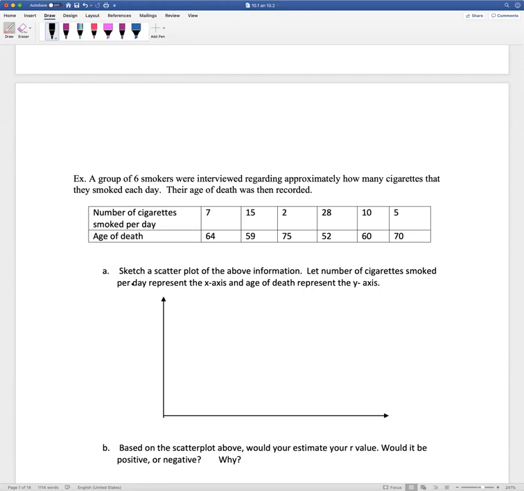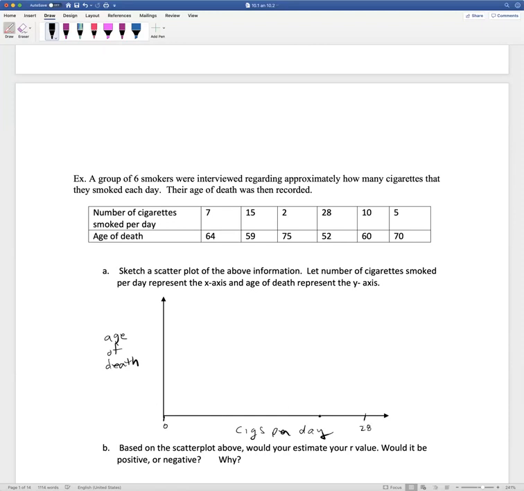Let's let the number of cigarettes smoked per day represent the x-axis. So this is cigarettes smoked per day. And then we're going to let the age of death represent the y-axis. So we're going to put over here age of death. I'm going to start off with the x-axis. Again, I'm going to use my minimum value, which is 2, and look at my maximum value, which is 28, and we just want to make sure that we scale it appropriately. So this is a true 0. We're going to start here at 0, and we're going to end here at 28.